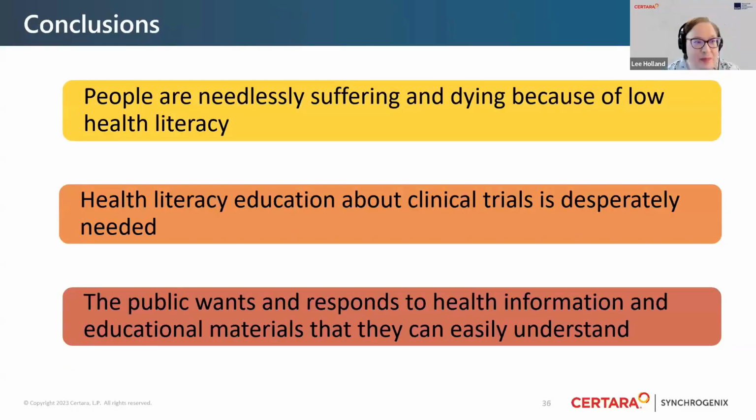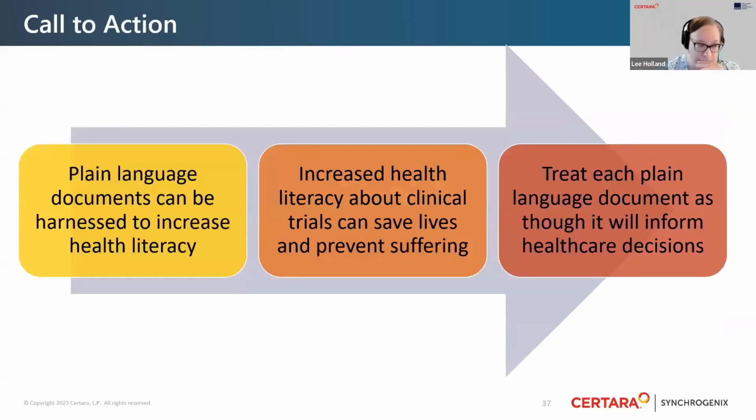So I'm going to say that people are needlessly suffering and dying because of low health literacy. Health literacy education about clinical trials is desperately needed because the public wants and responds to health information and education materials that they can easily understand. So I'm going to say that plain language documents can be harnessed to increase health literacy. Increased health literacy about clinical trials can save people's lives and it can prevent suffering.